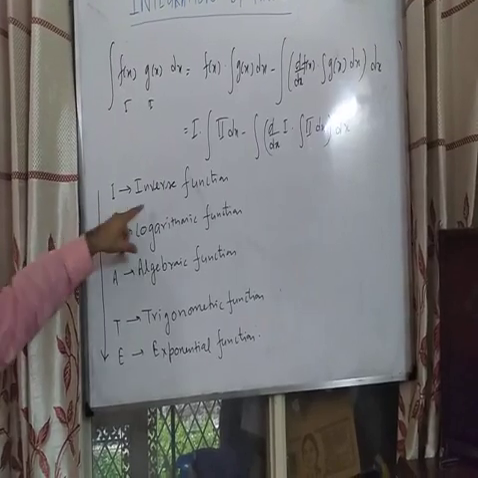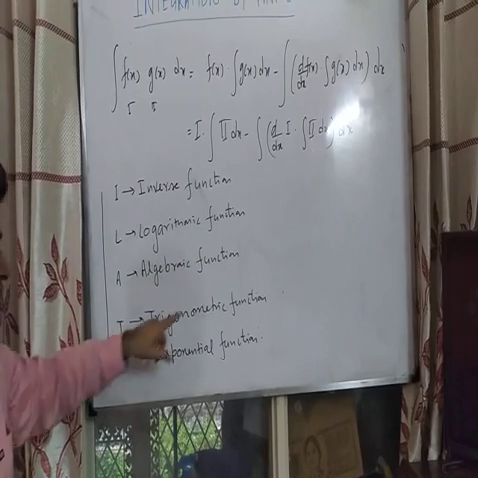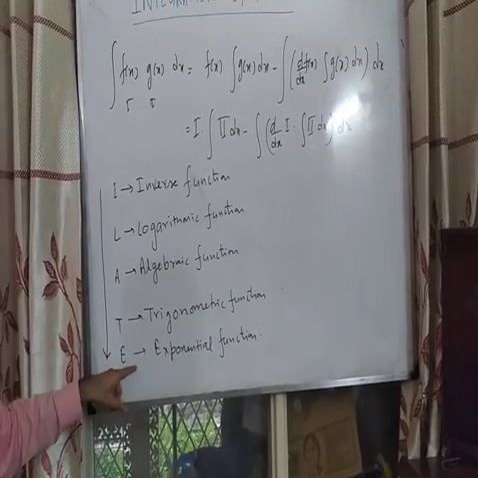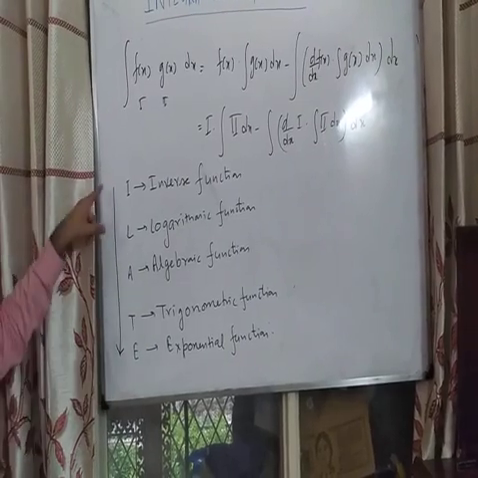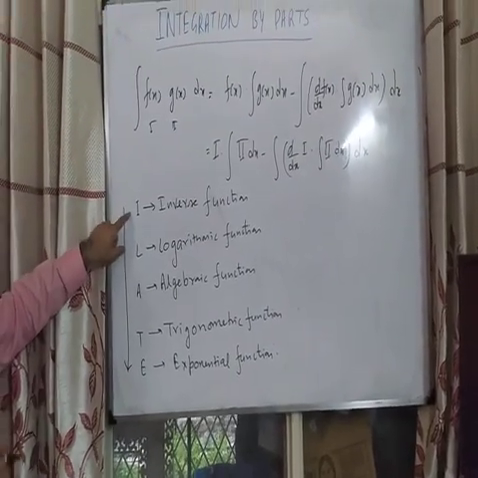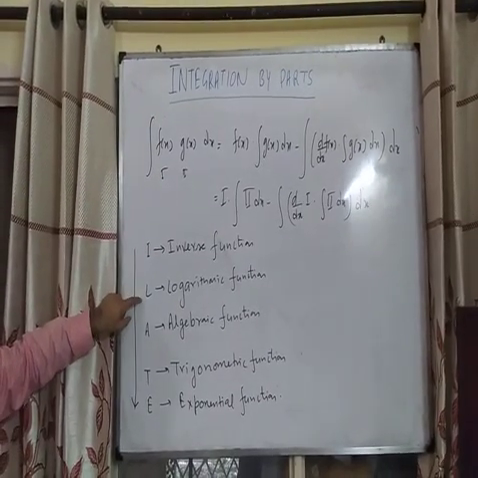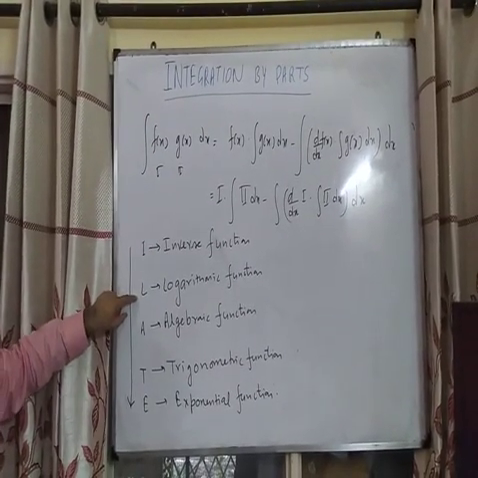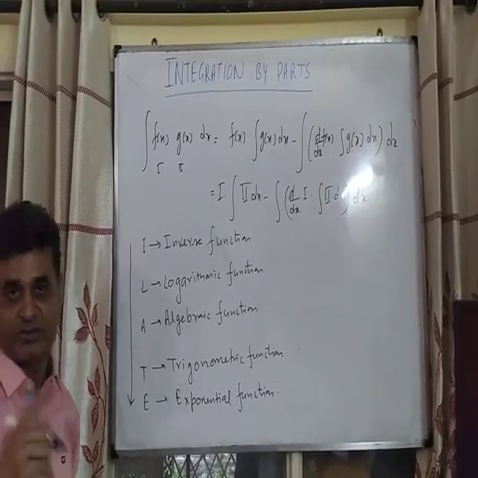ILATE: I for inverse function, L for logarithmic function, A for algebraic function, T for trigonometric function, and E for exponential function. So you can see the arrow here. We are starting from here. Whichever will come first will be known as the first function, and then the second one the second function, and no need of a third function. You have to consider only the first two functions.